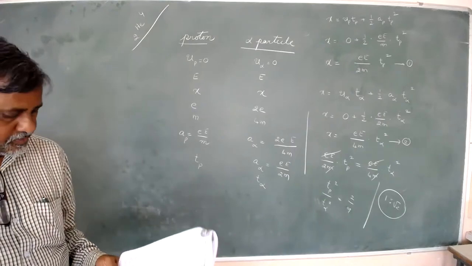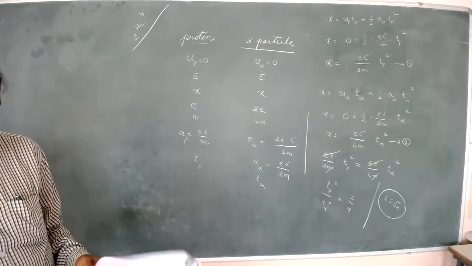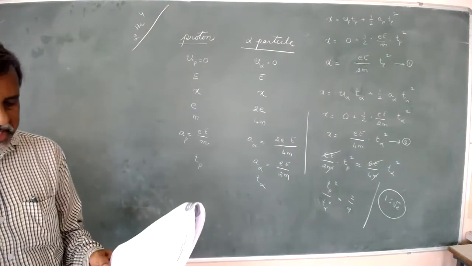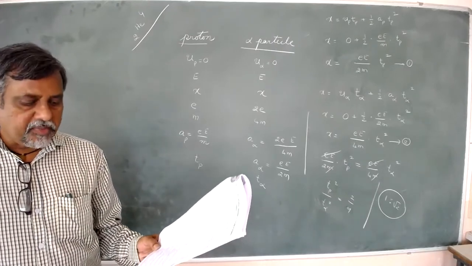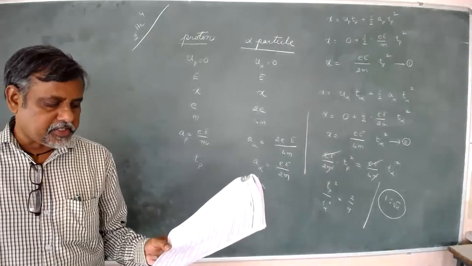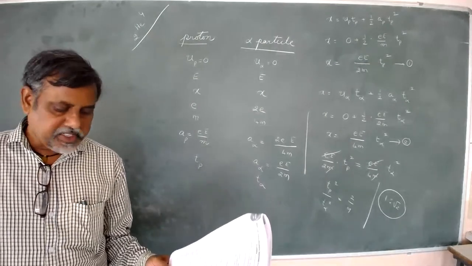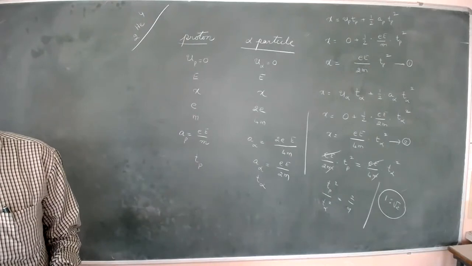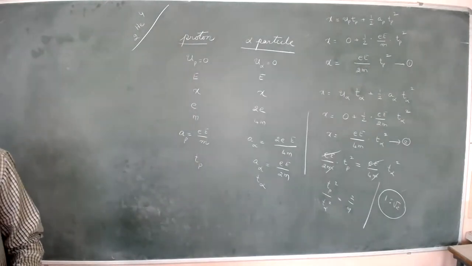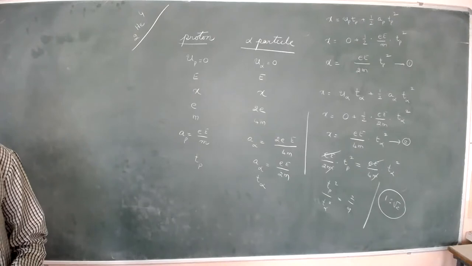Next problem. In a regular hexagon, each corner is equidistant from the center. Identical charges of magnitude Q are placed at five corners. The field at the center will be: Option A, because we had similar problems.